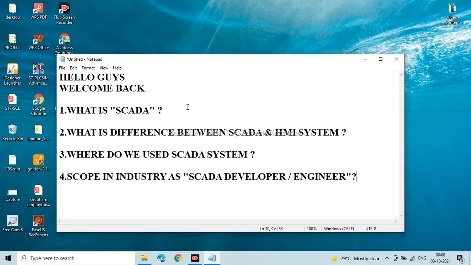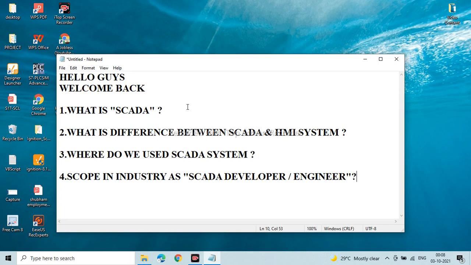What does SCADA do? SCADA does the controlling, monitoring, and acquisition. Controlling: if we give any input, we get output. The controlling system is like, if we have an analog input and we need to turn on an actuator, we can work with SCADA also. We can do monitoring as in HMI, and data acquisition.